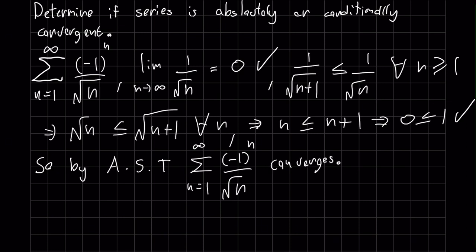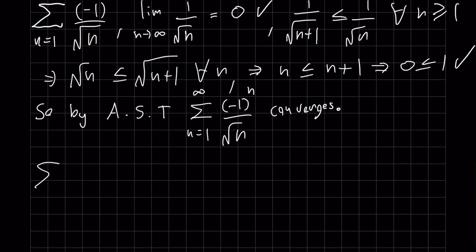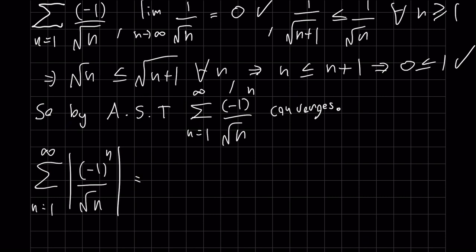So now to determine if it's absolutely or conditionally convergent, we could take the absolute value of our a sub n term. So the sum from 1 to infinity of the absolute value of minus 1 to the n over the square root of n. So in absolute values, that minus 1 to the nth term will go away. So it's equal to the sum from 1 to infinity of 1 over the square root of n.